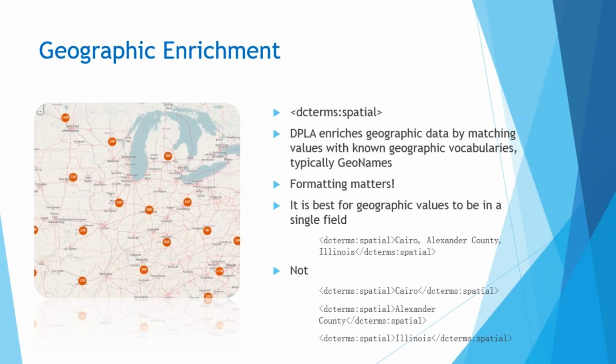So when the geographic data is separated into multiple DC terms spatial, each geographic term is processed as a separate geographic location. The separated terms are human readable in that instance, and we're all able to infer that those are related, that that's Cairo in Alexander County in Illinois. But because the enrichment process is done by a machine, it's not able to make that leap and understand that those terms are connected together. So that's why it's better to keep them all in a single field.